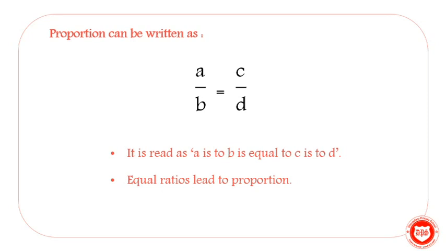Proportion can be written as, can you see the equation given here? How will you read this? A by B is equal to C by D. Also, it can be read as A is to B is equal to C is to D. And remember that equal ratios lead to proportion.